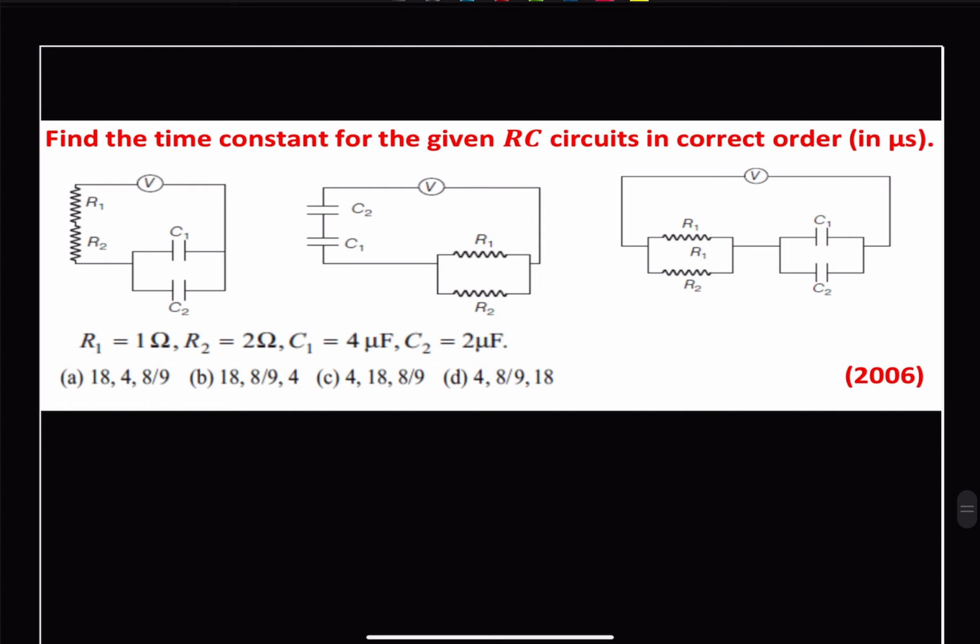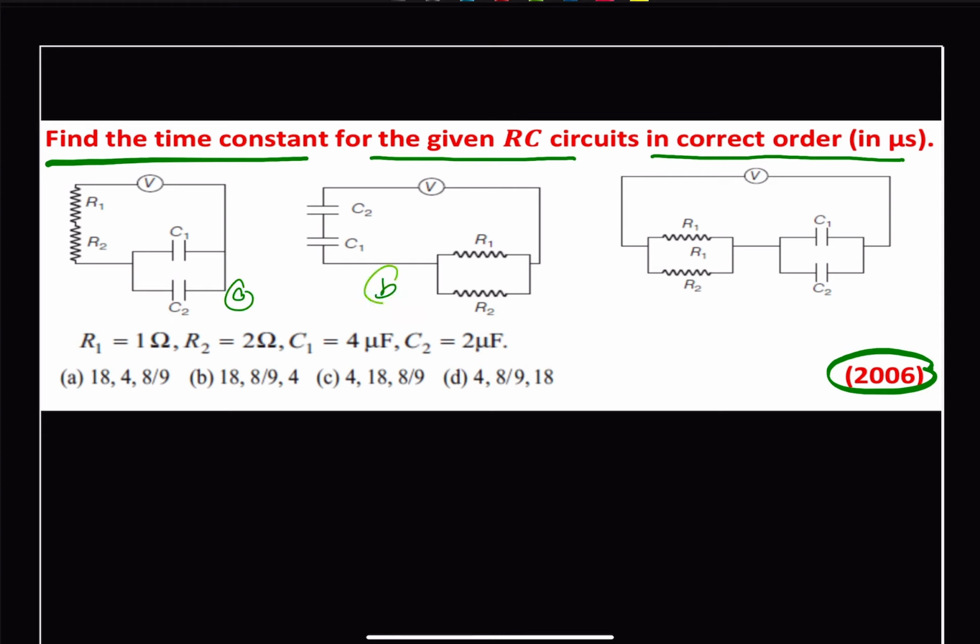It was asked in the year 2006, and it states: find the time constant for the given RC circuit in correct order in microseconds. So we have three circuits. Let us call them A, B and C.